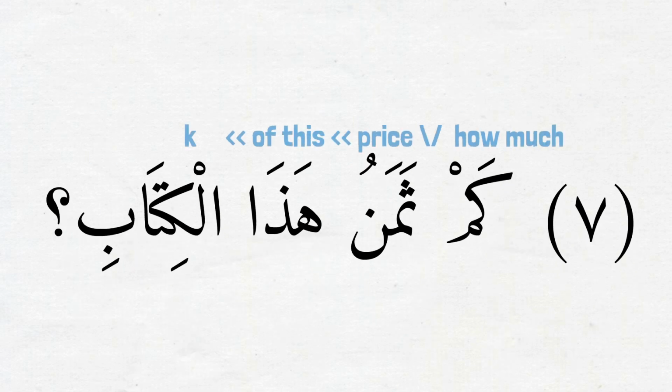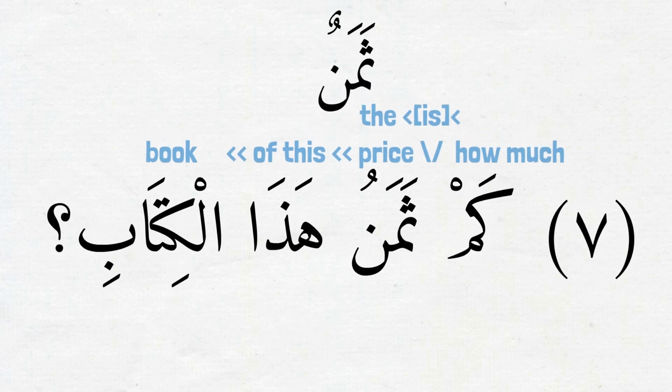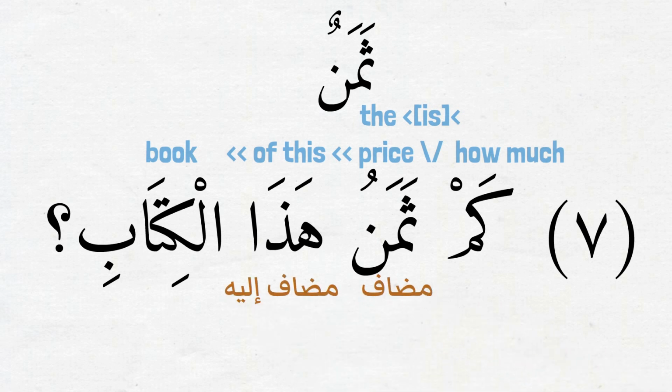Question 7. كم ثمن هذا الكتاب? How much is the price of this book? We have a new word in this question and it is ثمن, which means a price or a cost. ثمن هذا is the مضاف and مضاف إليه combination, meaning the price of this. That is why مضاف ثمن is losing its tanween.